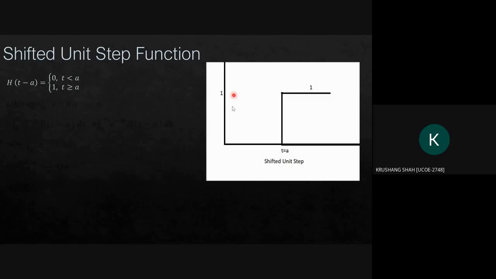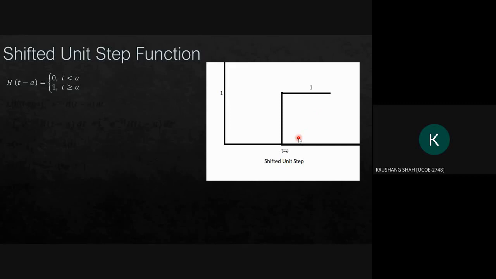Now let us come to the second type, which is the shifted unit step function. It is a type of unit step function in which the time is shifted to a. Here's the definition of the shifted unit step function, and let's see the graph of it. From the graph we can see that when the time is equal to a or greater than a, the function returns value 1, but while it is less than a, the function returns value 0.